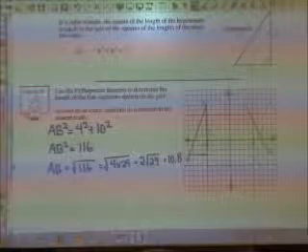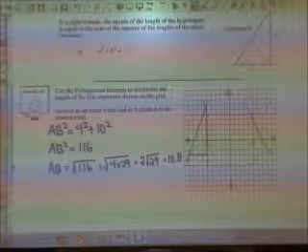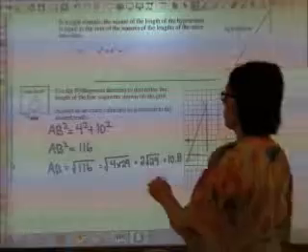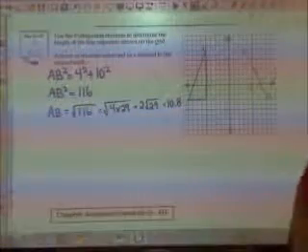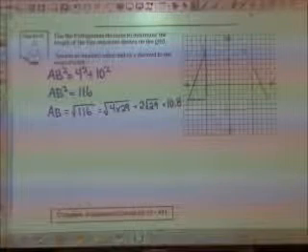Okay? So what I would like to do is go through and do line segment CD. So I'm going to press pause, or I want you to press pause, and I want you to set up the equation.